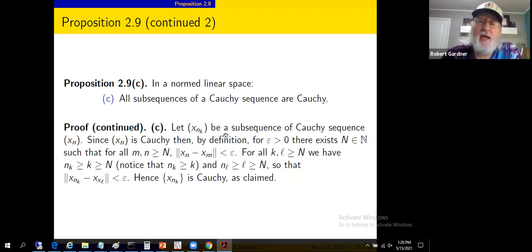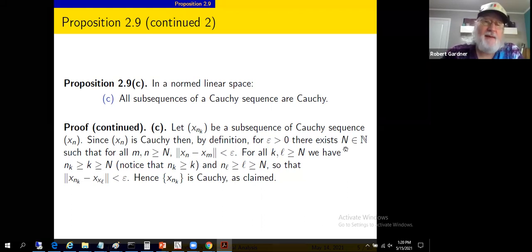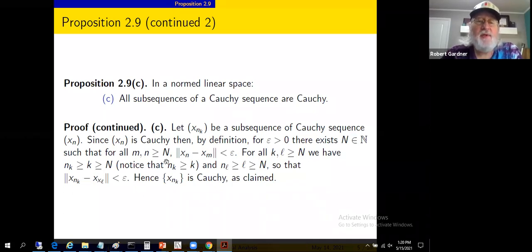Let x sub n sub k be a subsequence of a Cauchy sequence x sub n. Since x sub n is Cauchy, by the very definition of Cauchy, for all epsilon greater than 0, there exists a capital N such that for indices m and n greater than or equal to capital N, the norm of the difference is less than epsilon. All right, definition of Cauchy. We want to show subsequences satisfy that as well.